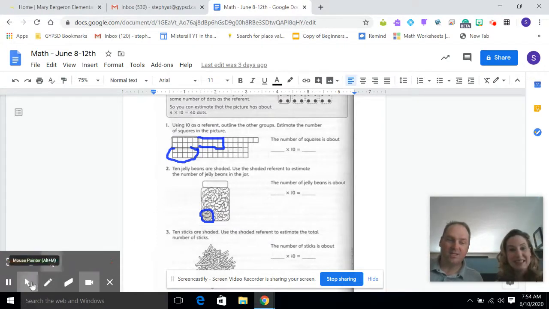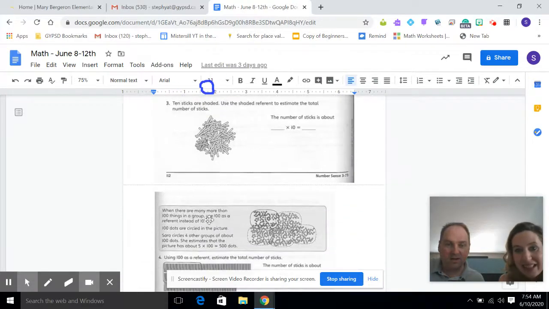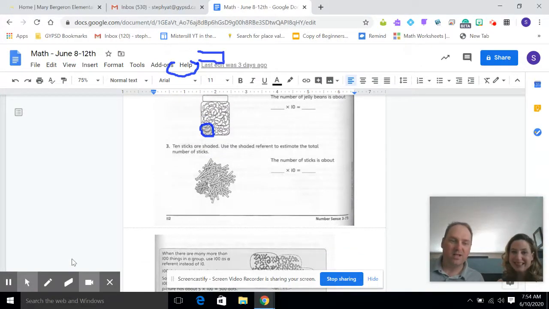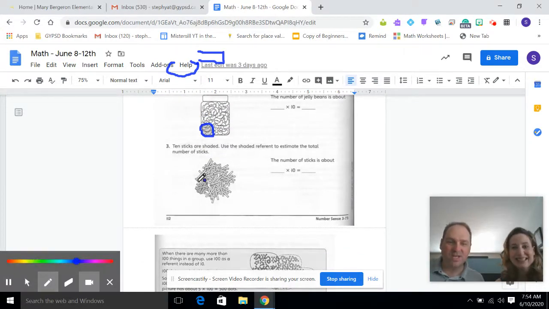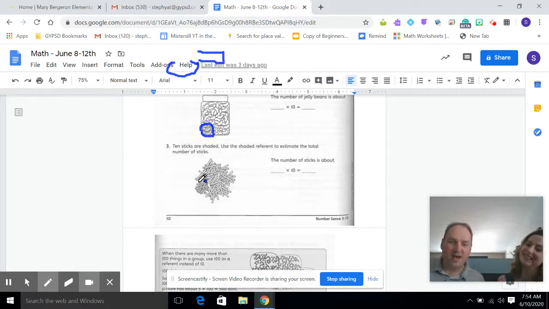Okay? Same with the one down here. There are sticks, as you can call them, French fries. They're circled here, so you've got to circle more groups without actually counting.